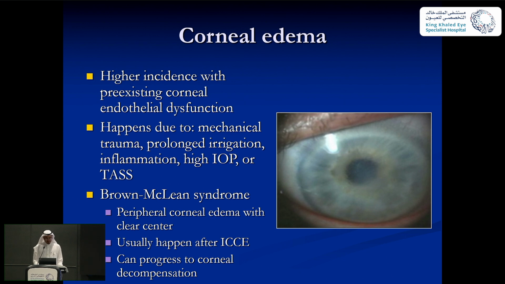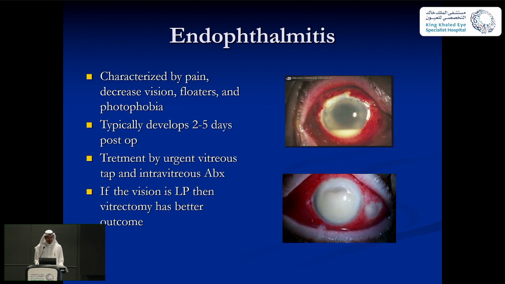Brown-McLean syndrome is a peripheral corneal edema with a clearer center. It happens after ICCE, so mostly you don't see it nowadays. It can progress to corneal decompensation.